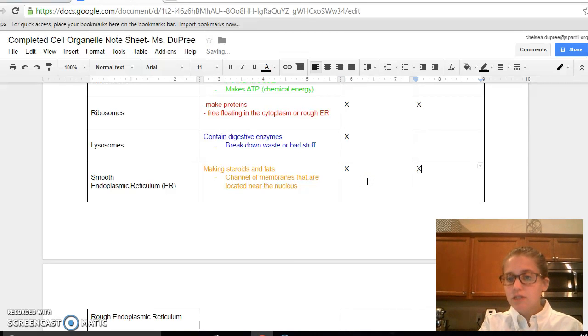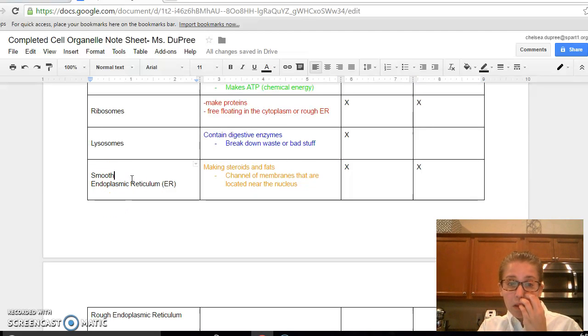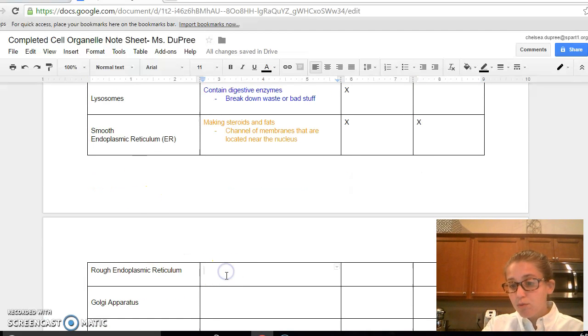Both types of cells have a smooth ER. Okay? He's smooth because he's the opposite of the rough ER. Okay? So rough has something extra on him that makes him rough. The smooth ER has nothing on his surface.